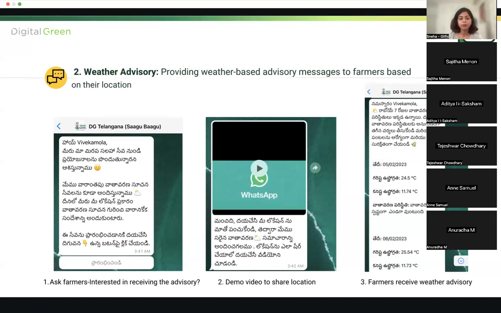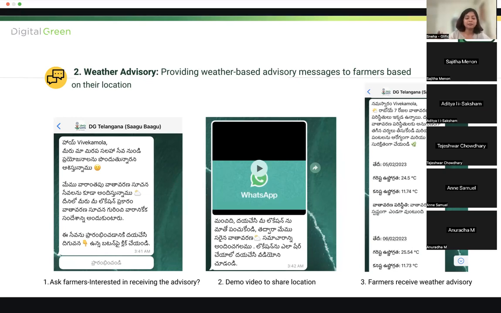The next thing that they were doing with the bot is sharing a lot of weather advisory. For these farmers, understanding what the current weather is like and how it is going to pan out in the next 10 or 15 days is very important so that they can plan things on the field better. They were not just pushing it to all the farmers at once. They would ask the farmer, are you interested in receiving this sort of information for your farm? So they're trying to enable choice with those farmers, asking the farmers to share if they're interested in receiving that advisory.